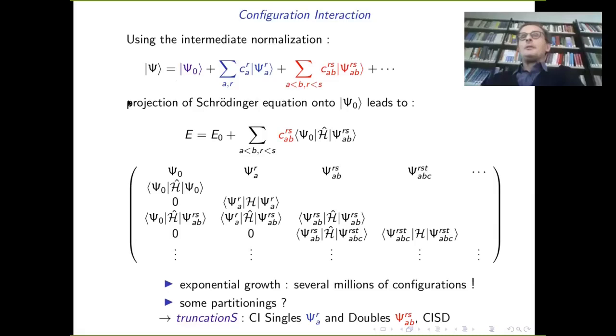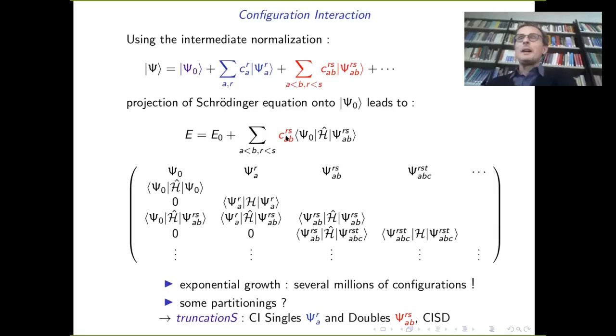And if you project the Schrödinger equation onto psi naught, what you can see immediately is that the energy is not just the Hartree-Fock energy, but it has also some complementary contribution. And that is, strictly speaking, using the definition that I gave previously, the so-called correlation energy. And interestingly, the correlation energy depends on the amplitude of the double excitations. So this class of determinants is something that will be some sort of a guide in all this lecture.